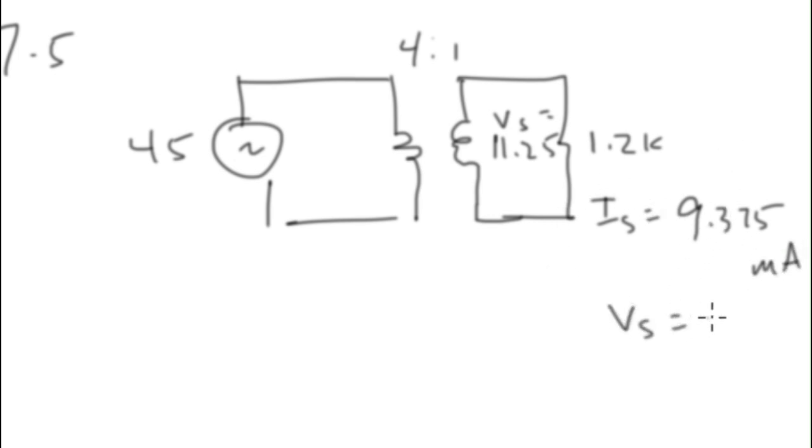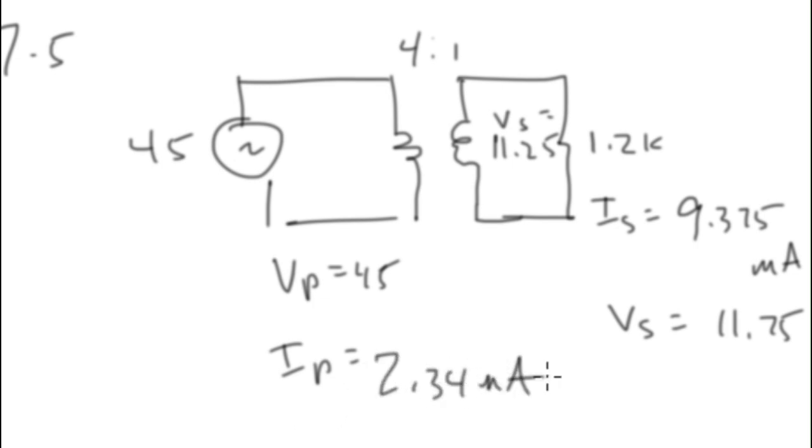So voltage secondary is equal to 11.25. My voltage primary is equal to 45. My I primary is equal to what? It's 9.375 divided by 4, right? Or 2.34 milliamps. So big, little, big. There we got it.